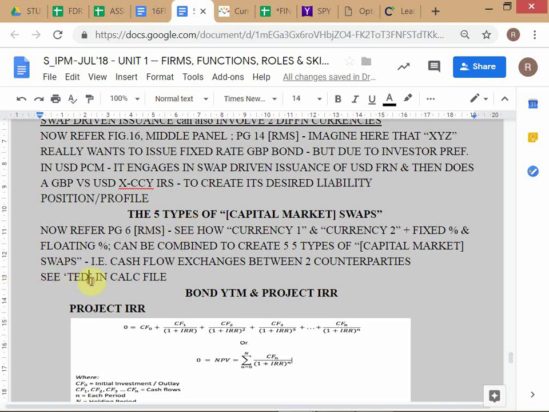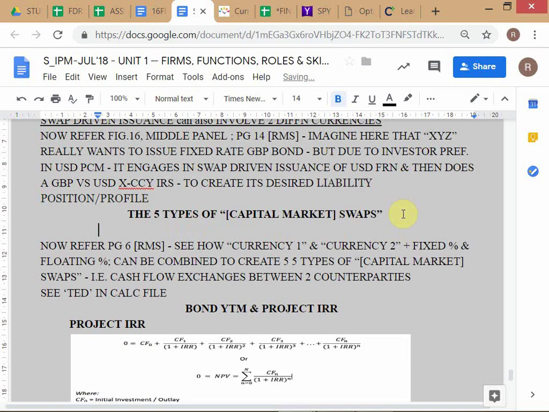TED here means TED sheet in the calc file. Okay, in your calc file for this project, which is here. So let's just, so everyone understands the basic structure of a swap. Okay, now I'm calling them these capital market swaps. Let me just briefly write it here.